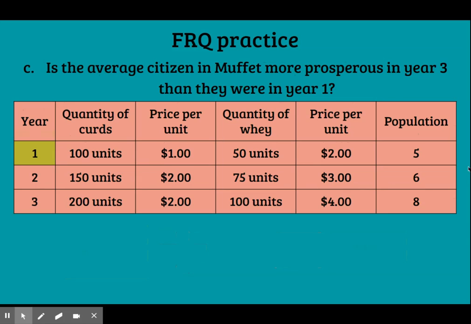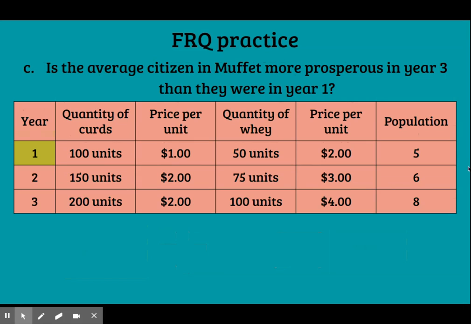Part C wants us to determine if the standard of living for its citizens has increased from year 1 to year 3. In order to find this information, we have to first find the real GDP for year 3, and then the real GDP per capita for year 3, and then we'll compare the GDP per capita from both years. If the real GDP per capita of year 3 is higher than the real GDP per capita of year 1, then the citizens are better off, theoretically.